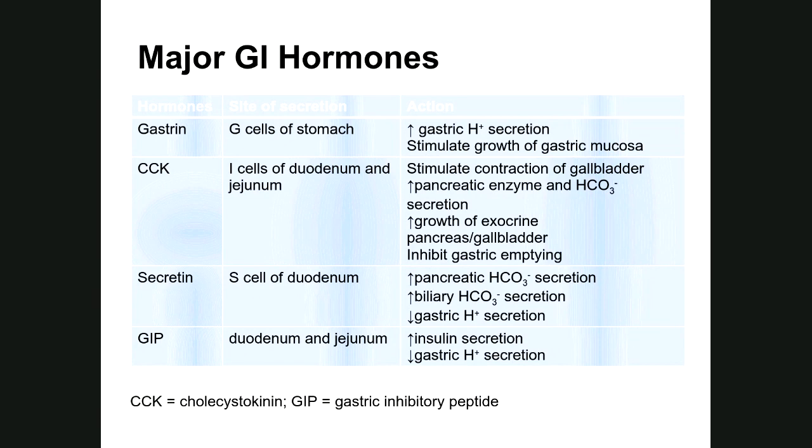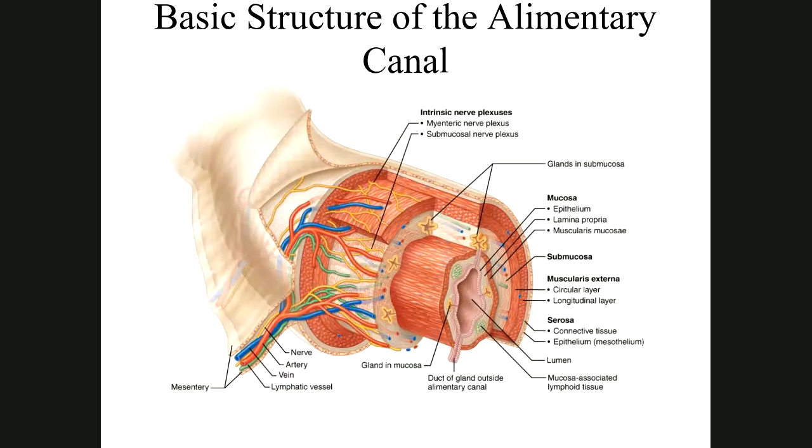All right, and let's talk about the histology of the alimentary canal, the GI. All the digestive organs have the same four basic tunic layers: the mucosa, the submucosa, the muscularis externa, and the serosa.